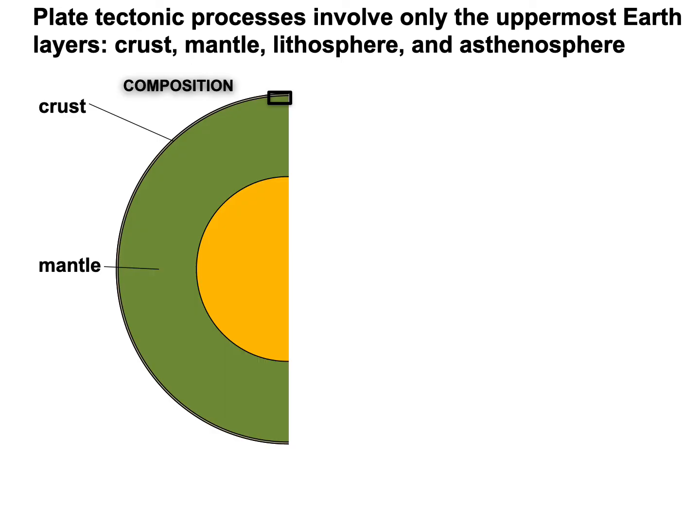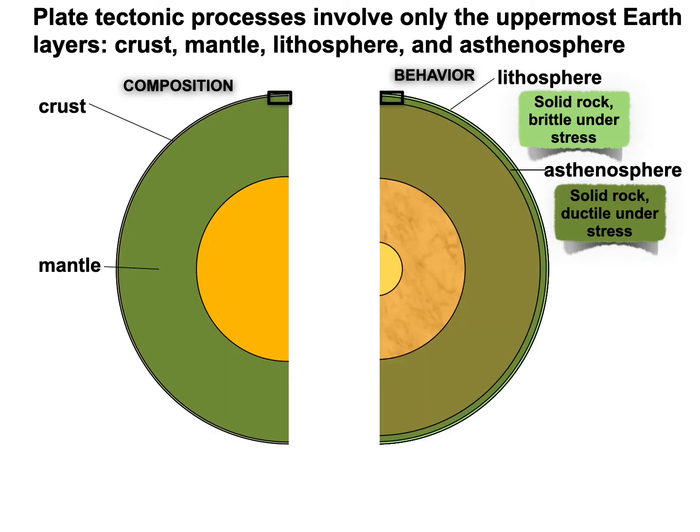So remember I said we were mostly concerned with the uppermost layers of Earth. What we mean by this is both the crust and the mantle, and the lithosphere and the asthenosphere. The small black rectangles are there to remind us that this is the very small slice of the outermost Earth that's most relevant to us who live at the surface. So let's review the two main types of layers. The two compositional layers of interest are crust and mantle, and the two behavioral layers are lithosphere and asthenosphere.